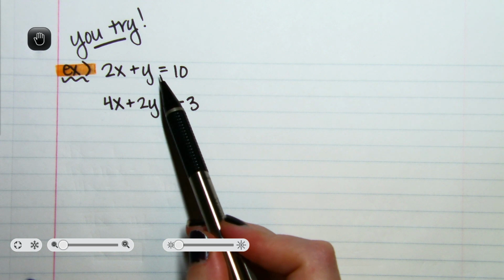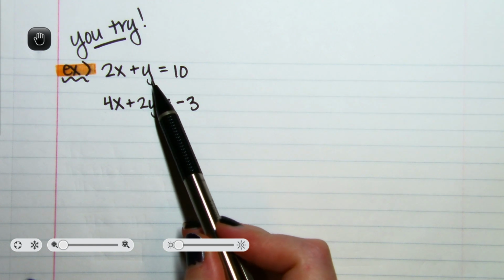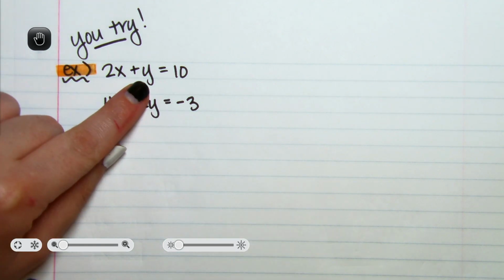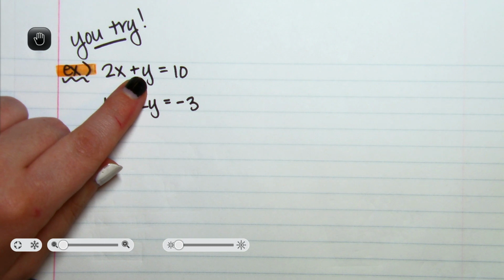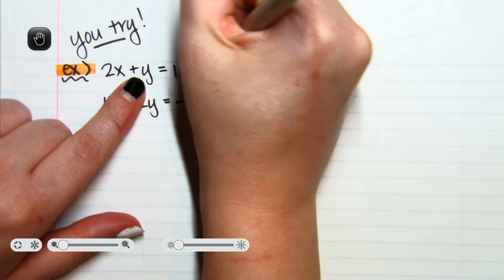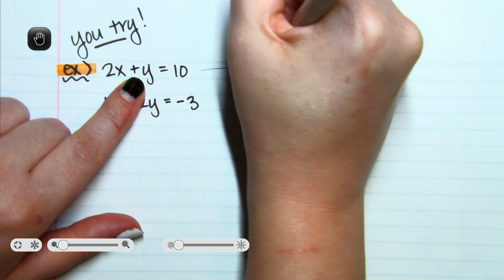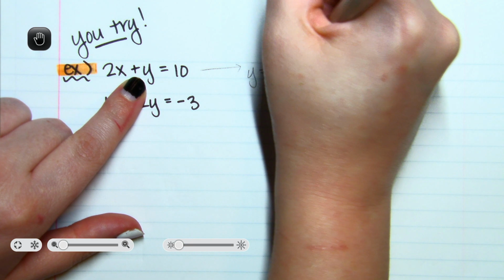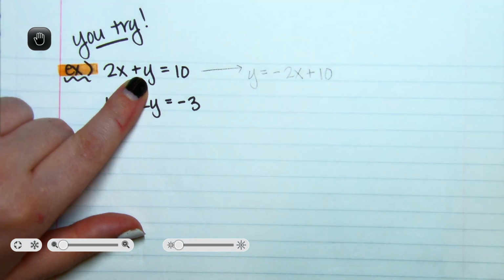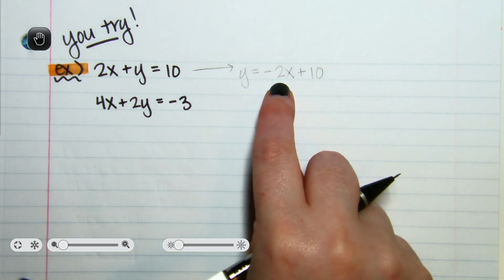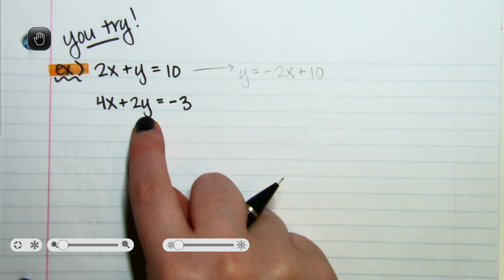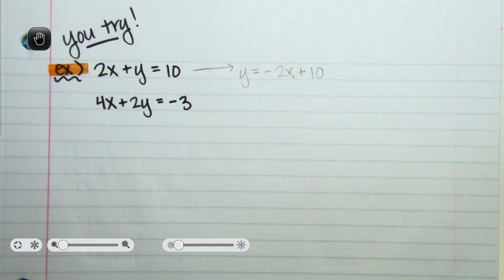Good, you should have said the top equation or the first equation, because this one already has a y that has no coefficient in front of it, which means there's no number multiplied by it. So what I can do here is just subtract 2x from both sides, and then it'll say y equals. So y equals -2x plus 10. We rewrote it. Now that this says y equals all of that, and my second equation, I want you to go ahead and push pause, finish solving this problem, and then push play when you're ready to check.